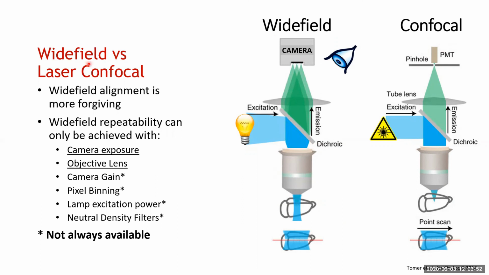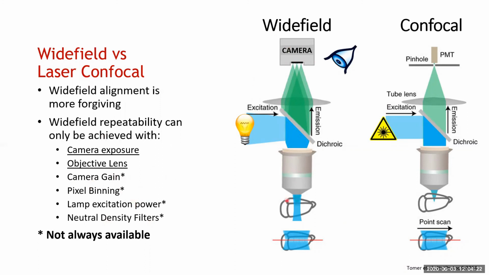In wide field, a lot of our systems are pretty limited in what you can play with. Of course, you can choose your objective lens and stick with that. But the only other thing in most cases is you can play with the exposure of your camera. There are other things you can play with, gain, pixel binning, lamp excitation, neutral density filters, but they are usually not available for good reason, because it kind of muddles up the parameter space.